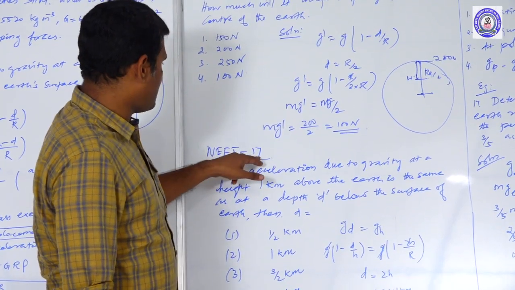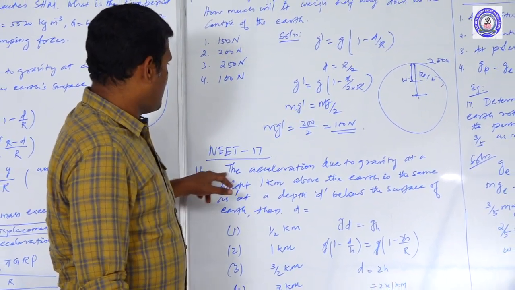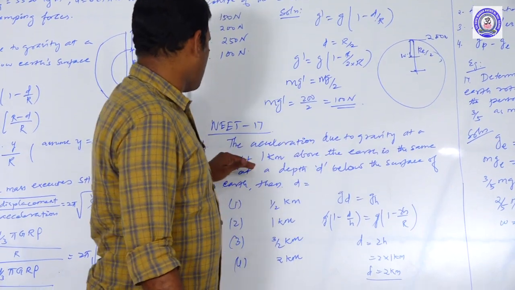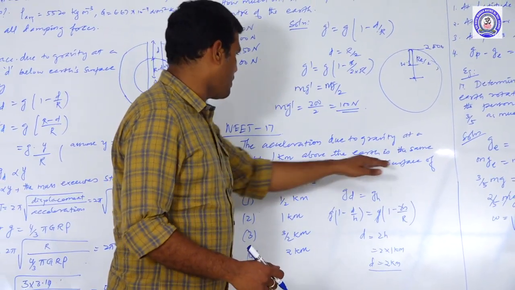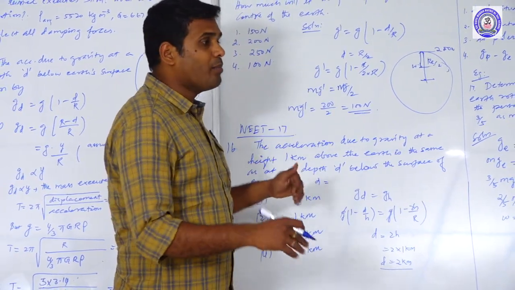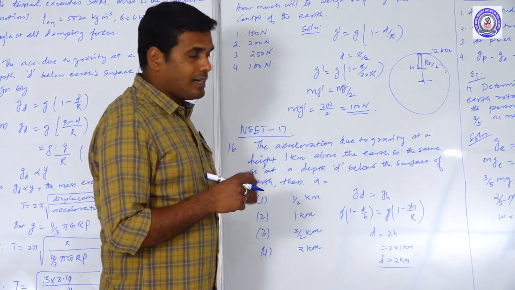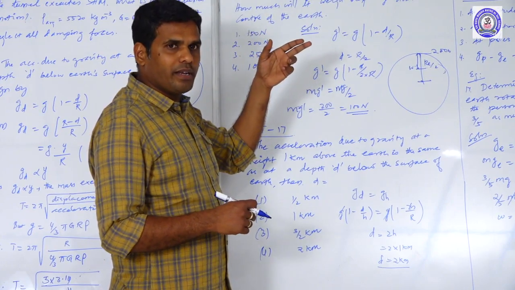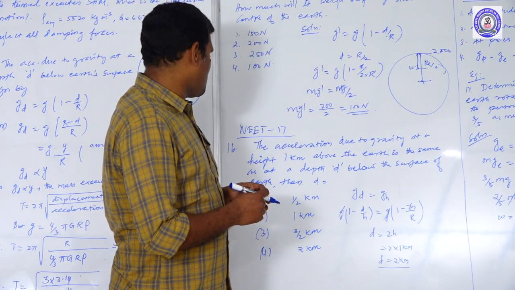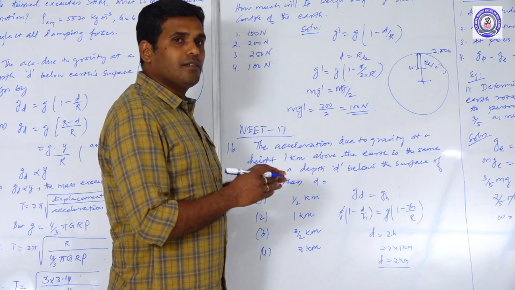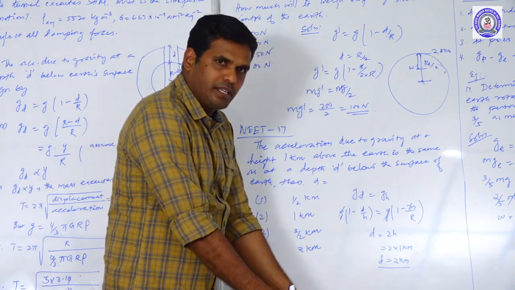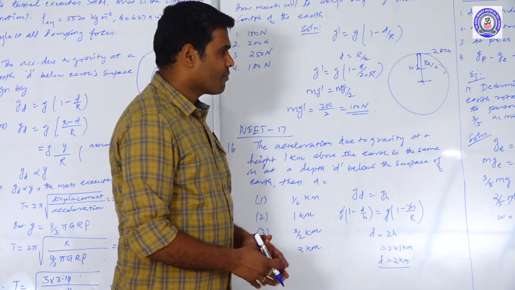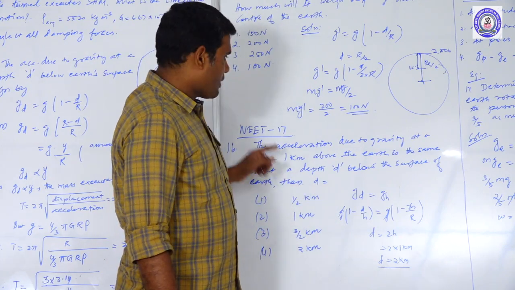Then, in NEET 17, the acceleration due to gravity at a height 1 kilometer above the Earth is the same as at a depth d below the surface of Earth. Then what will be the value of d? At a height h of 1 kilometer, the acceleration due to gravity has some value. If the same value must be obtained at some depth d, what will be the value of d?